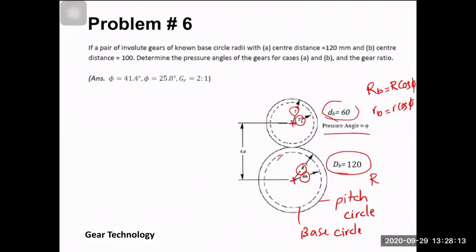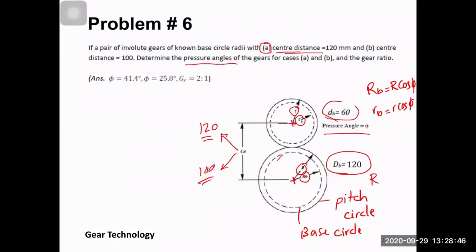Right, so what we have here, the base circles are given. For the center distance, we have two cases, case A and case B. The center distance for case A is given as 120, and for case B, the center distance is 100. So we are just going to solve the problem first if the center distance is 120 millimeter, and then we're going to solve the same problem if the center distance is 100.